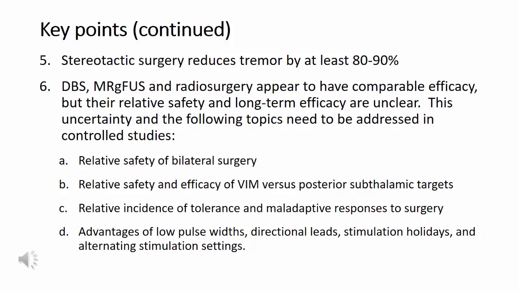This uncertainty and the following questions need to be addressed in controlled studies. Relative safety of bilateral surgery, relative safety and efficacy of ventralis intermedius versus posterior subthalamic targets, relative incidence of tolerance and maladaptive responses to surgery, and advantages of low pulse widths, directional leads, stimulation holidays, and alternating stimulation settings.